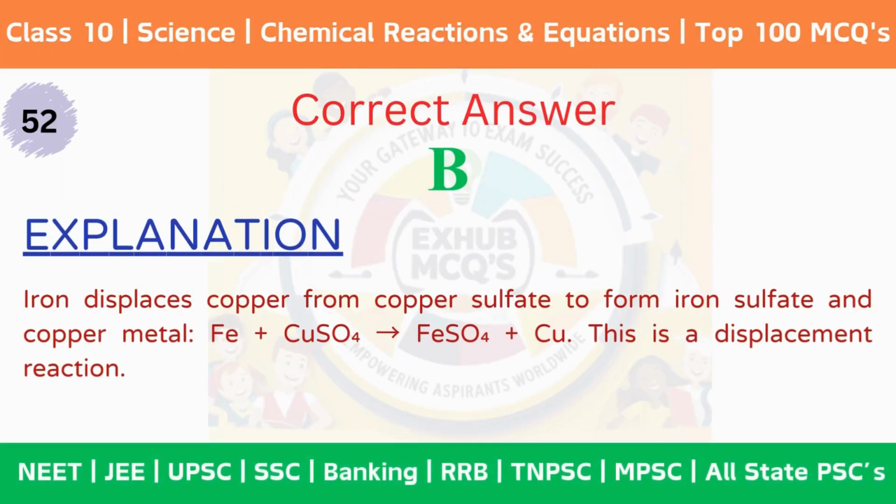The correct answer is option B, displacement reaction. Explanation. Iron displaces copper from copper sulfate to form iron sulfate and copper metal. Iron plus copper sulfate produces iron sulfate and copper. This is a classic displacement reaction.